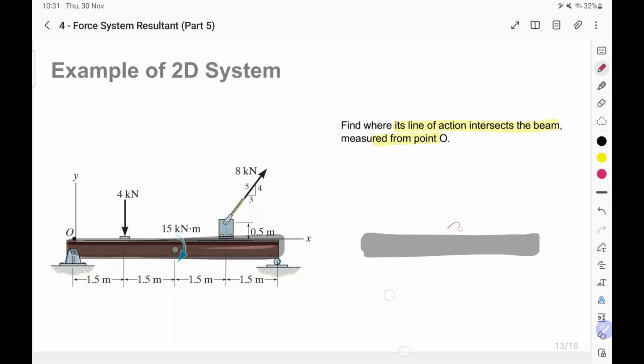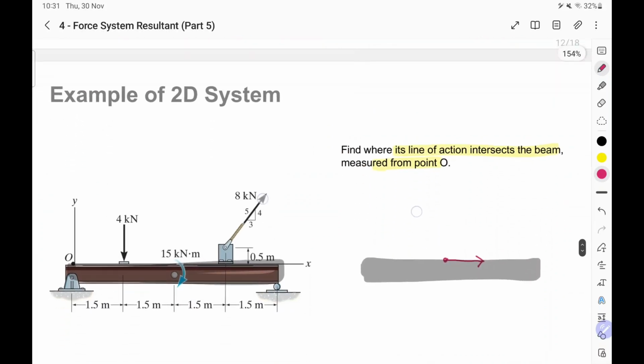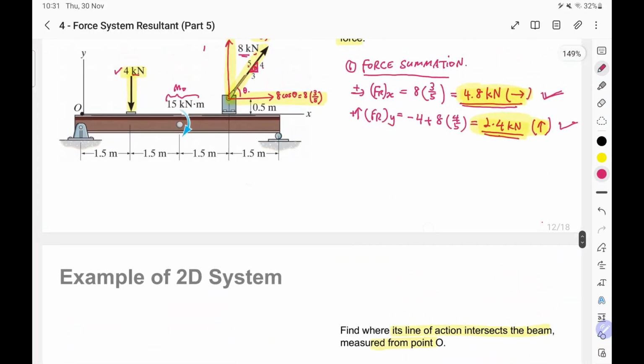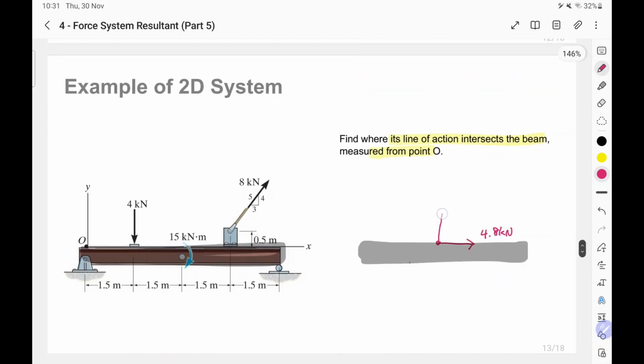So yang kita calculate tadi adalah resultant force in the x direction. It is pointed to the right. Kita check balik, magnitude dia adalah 4.8 kilonewton to the right. So the magnitude over here is 4.8 kilonewton. And then accordingly, kita juga dah kira the resultant force in the y direction, which is 2.4 kilonewton pointed upward. So kalau kita redraw dekat sini, it would be 2.4 kilonewton pointed upward.